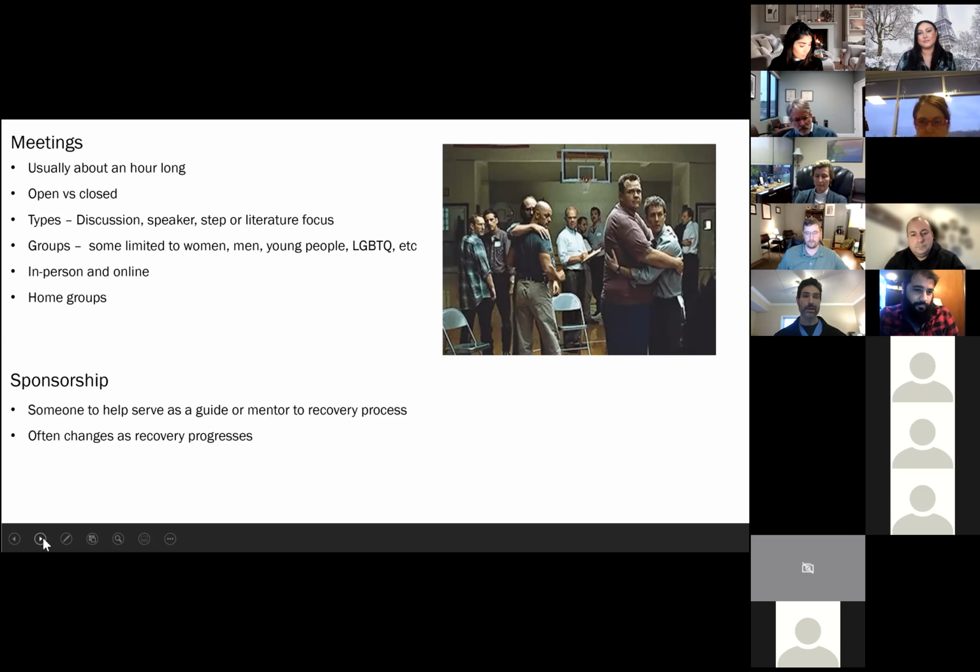There are also specialized groups. All right, so the groups tend to cater to particular populations. So whether it's based on gender, women's groups, men's groups, LGBTQ groups, young people's groups, and there are others as well. And that just helps people to identify and to feel safer in that group so they can have a more open discussion.